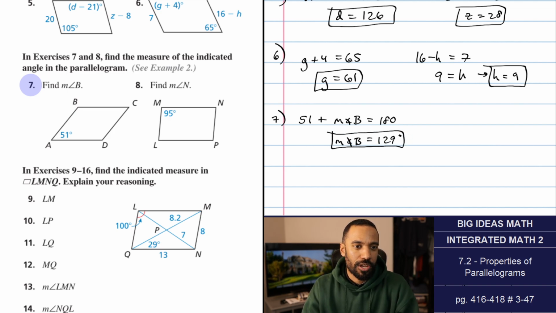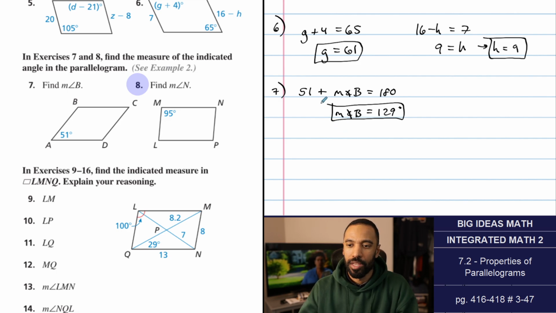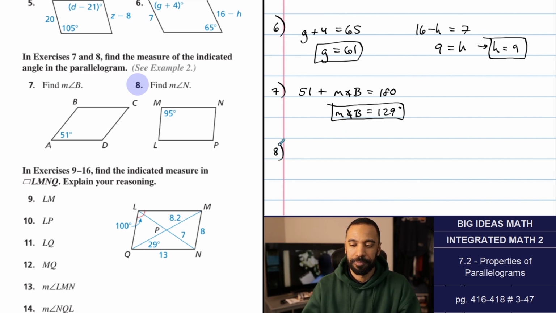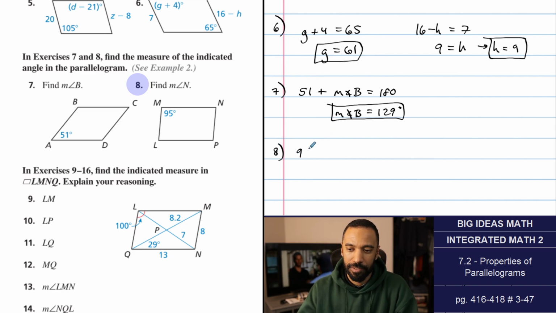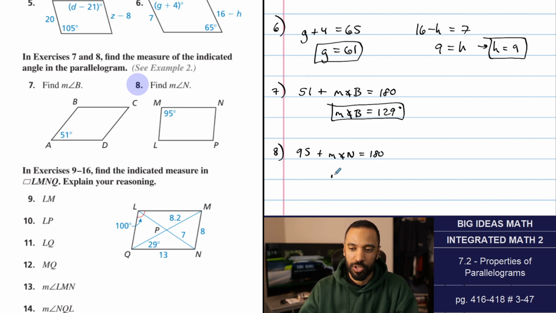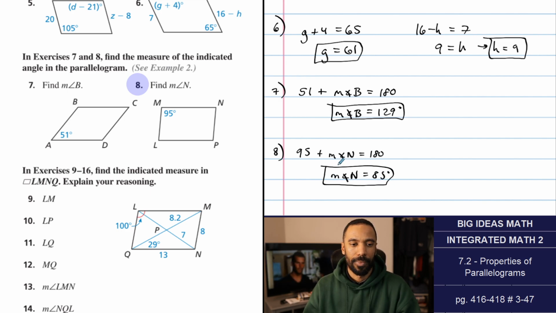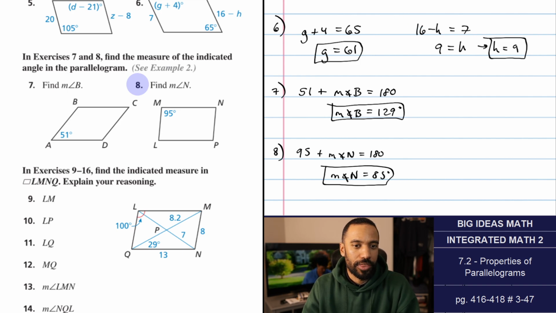Measure of angle N is also a consecutive angle with angle M. Angle N is a consecutive angle with M. So their measures will add to 180 degrees as well. These angles are supplementary. So 95 plus measure of angle N is 180 in the same light. Let's subtract 95 from both sides, and you'll get measure of angle N equals 85 degrees. Okay. So that's 7 and 8, pretty straightforward with those consecutive bits.